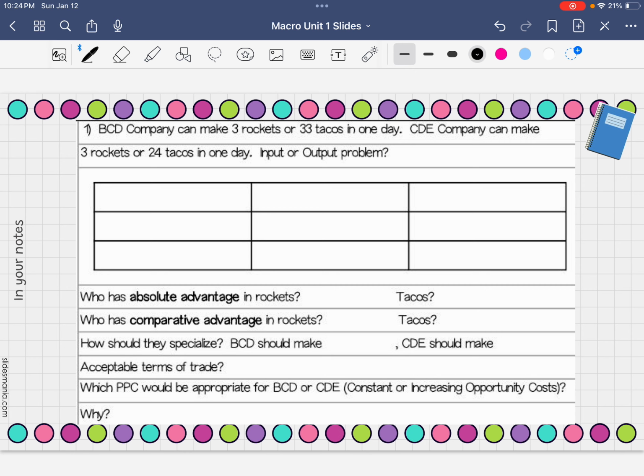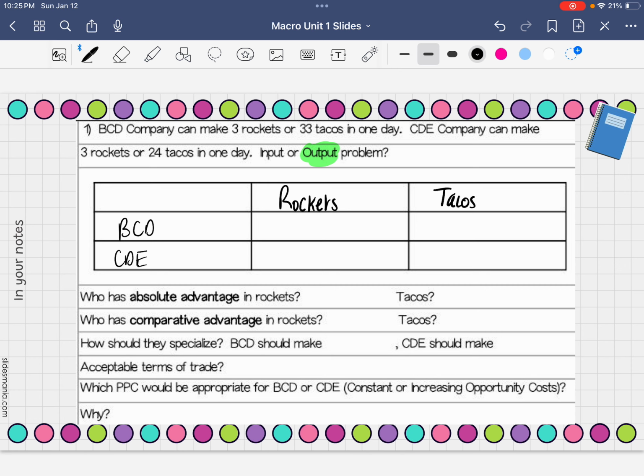I very much invite you to write this out along with me, my friends, because if you just watch me do it, it's not going to make sense. If you just do it with me, it's going to be better. So pause the video, make this whole chart. All right, welcome back. So the companies go on the side, or the country. So this is the BCD company. This is the CDE company. And we are making rockets or tacos.